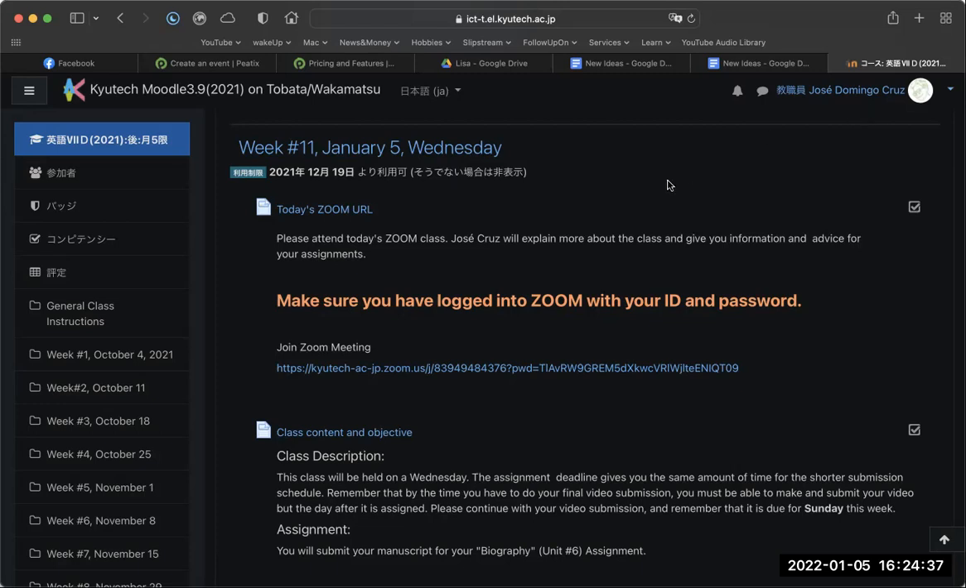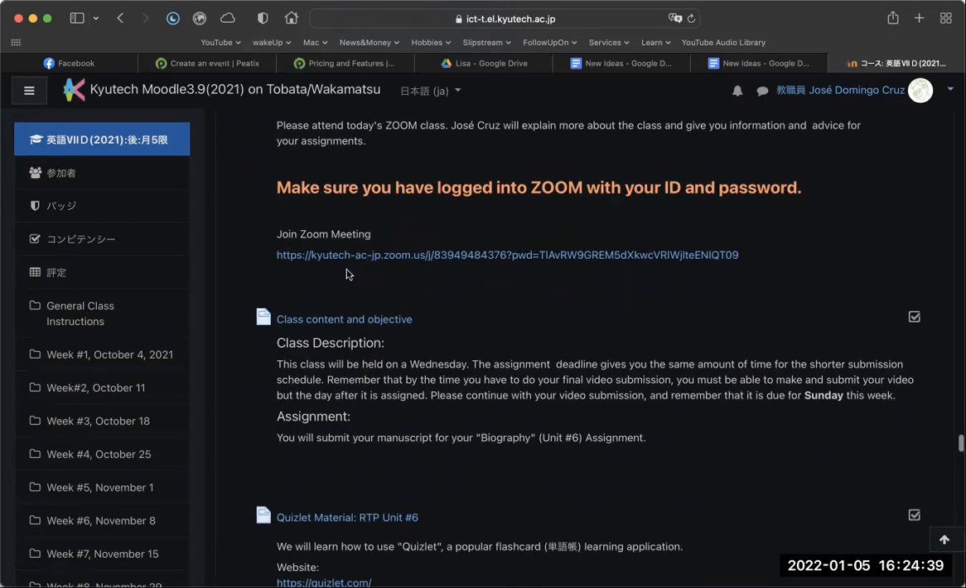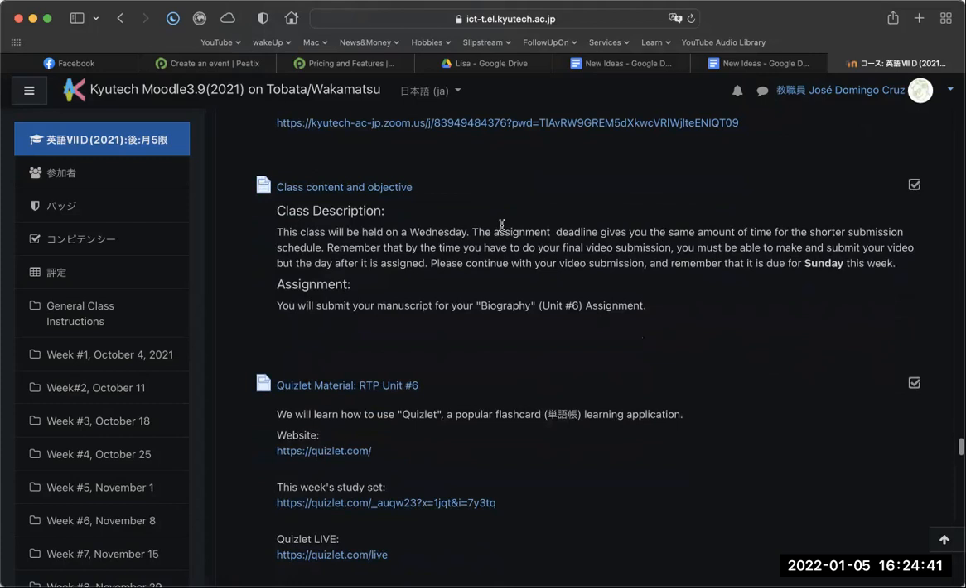Let's start with our Moodle. Everybody is here in our Moodle, and the class content and descriptions are here.